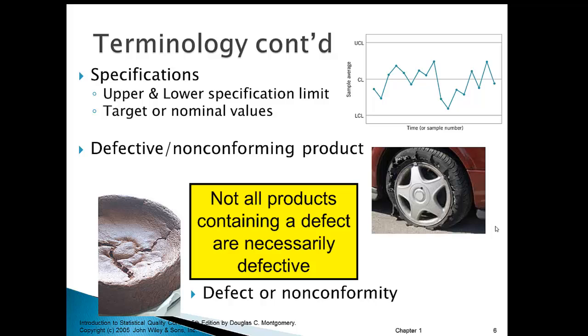Versus a defect or nonconformity, because not all defects make the product unusable. So for example, this cake here, it has a lot of cracks in it, so that's a defect. It's not as beautiful as we would like it to be, but I'm willing to bet that most of you, and certainly I, would still go ahead and eat this cake or a piece of cake, even though it has some cracks in it. So not all products containing a defect, aka this crack here, are necessarily defective, meaning a fatal error that you have to throw them out.